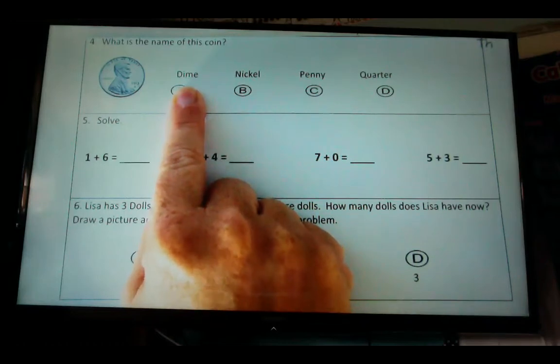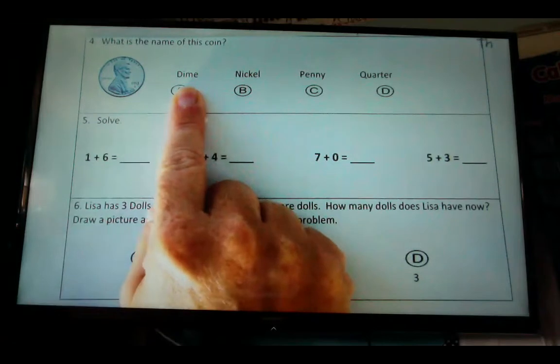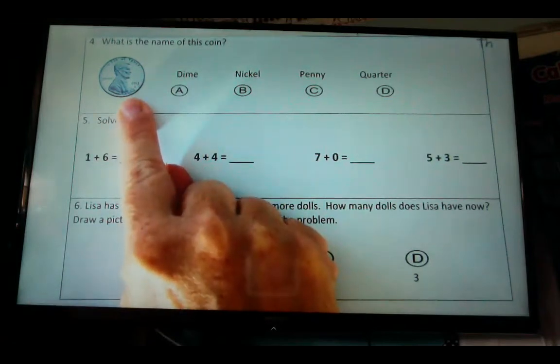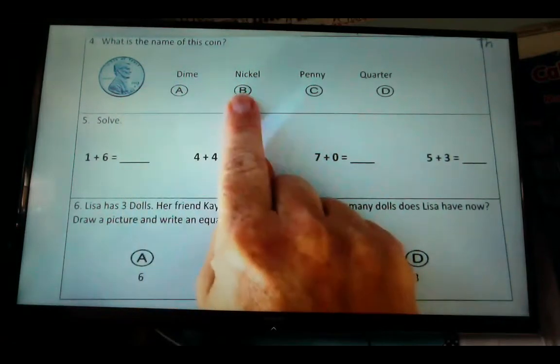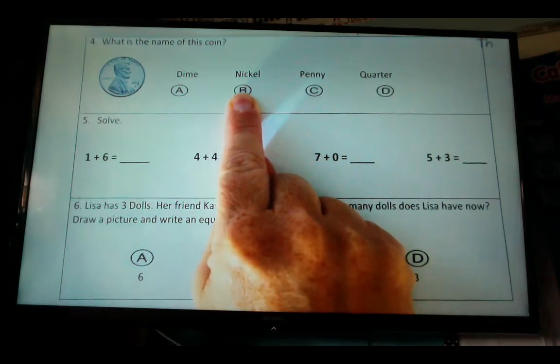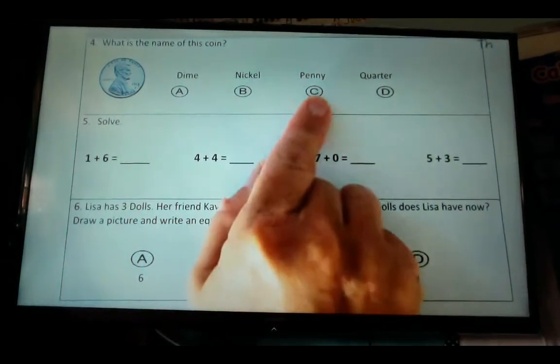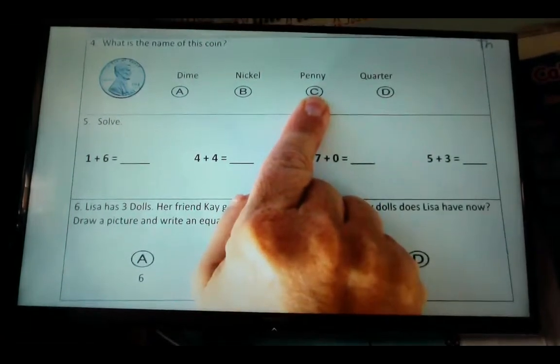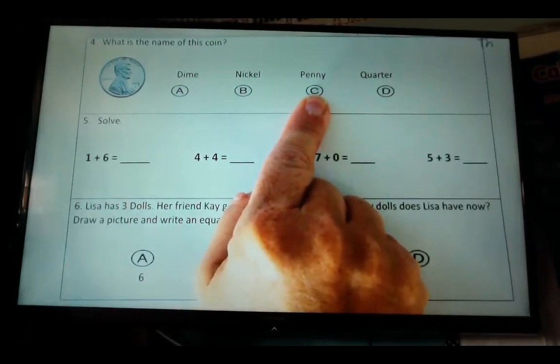This is the word dime. A dime is different than a penny. Does this word begin with a P? No, it begins with an N. This is the word nickel. Does this word begin with a P? It does. This is the word penny.